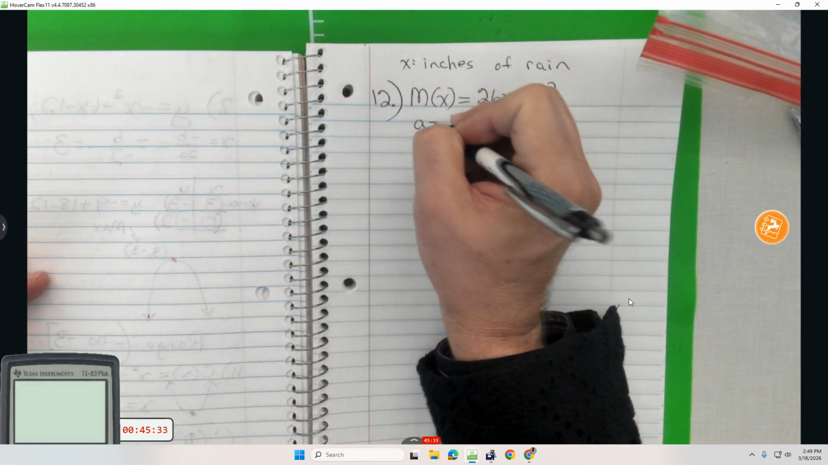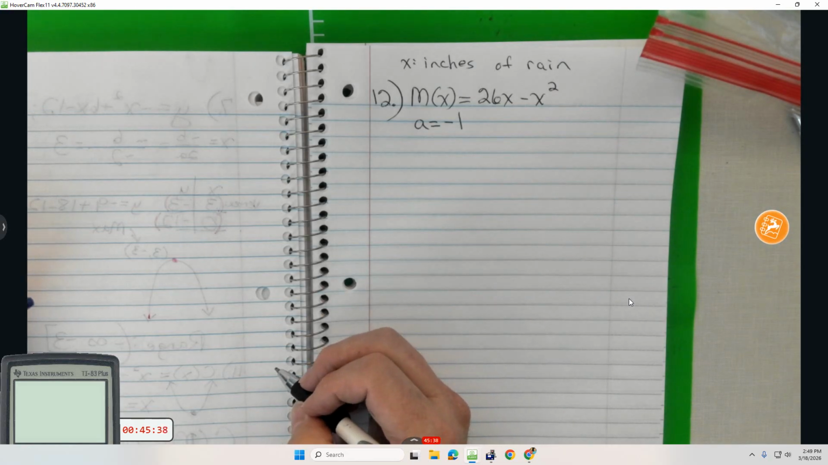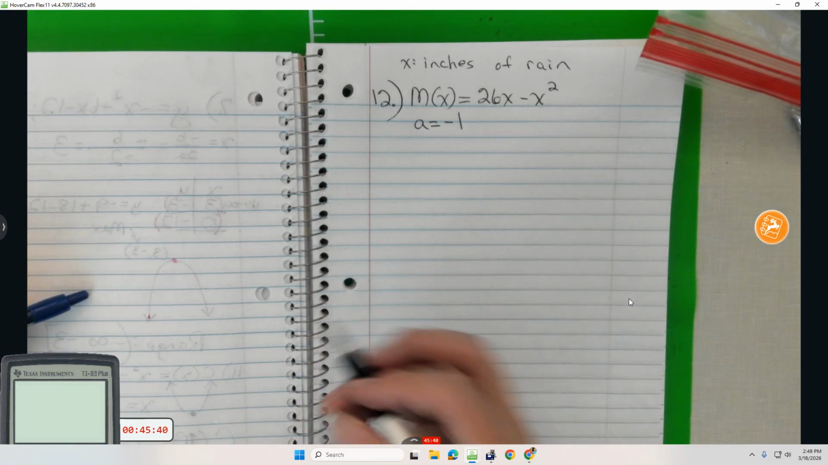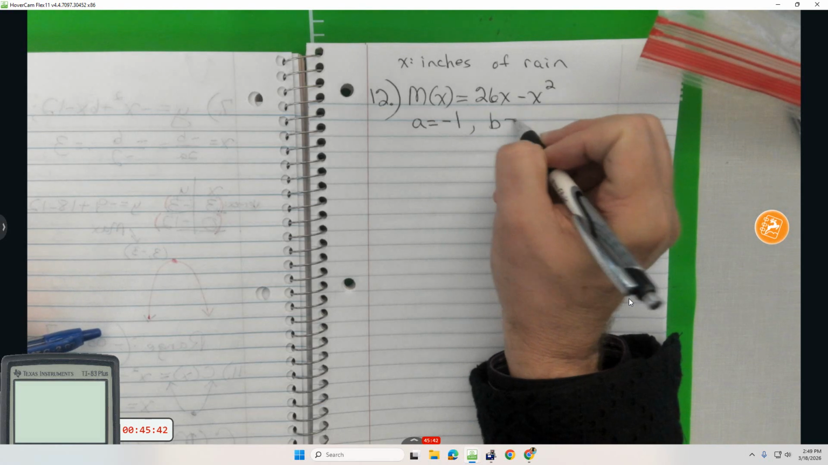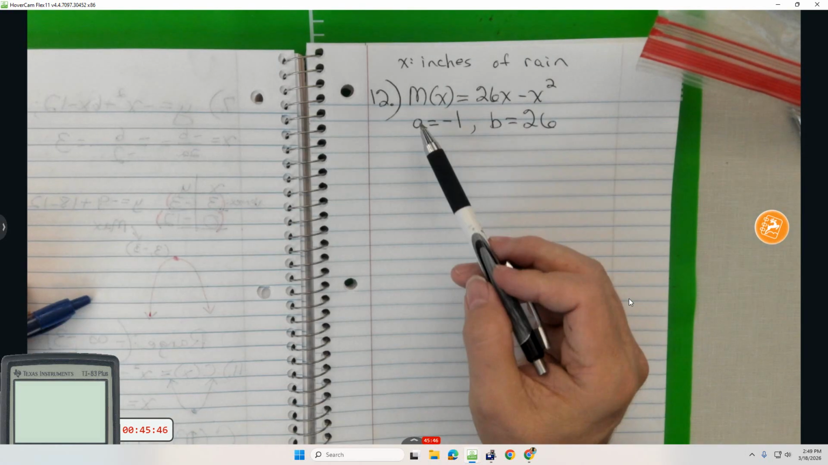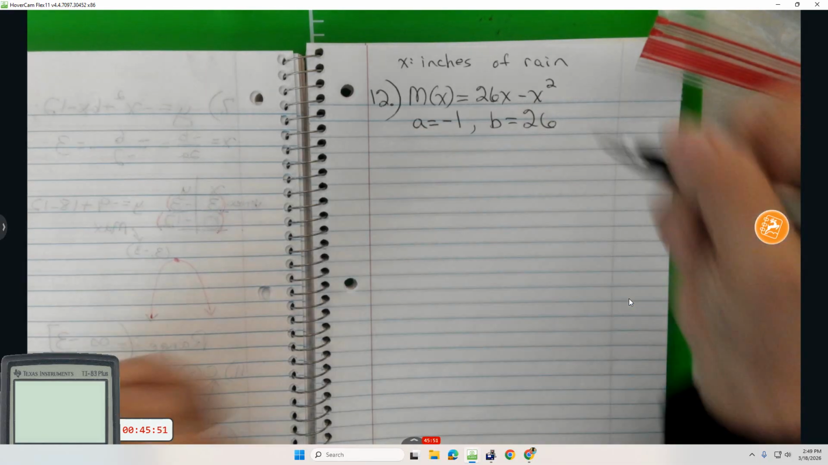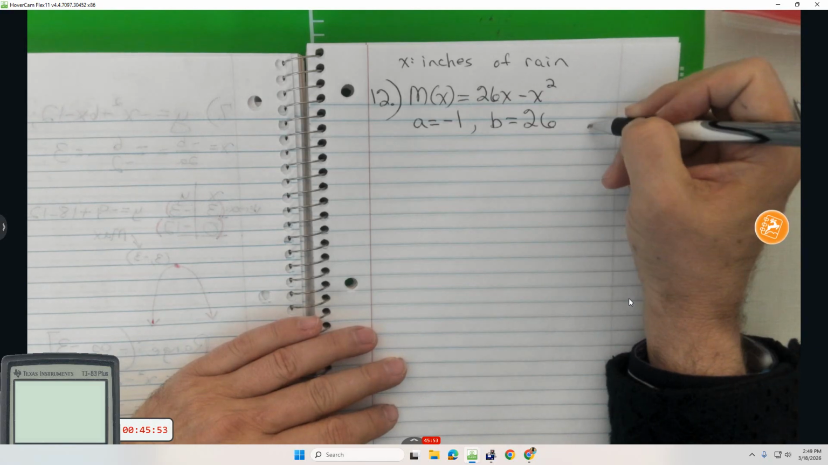Write that in standard form. I'm going to write it like that. The A value is negative 1. What's B? The 26. Okay. B is the number in front of just X. A is the number in front of X squared. That's a negative 1. That means we expect our parabola to open downward.